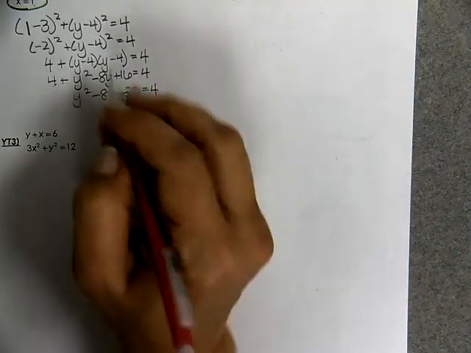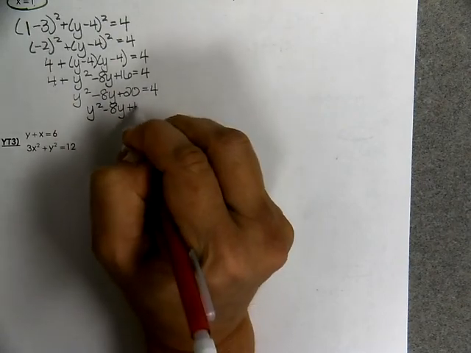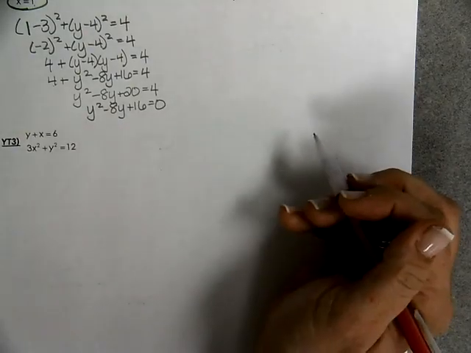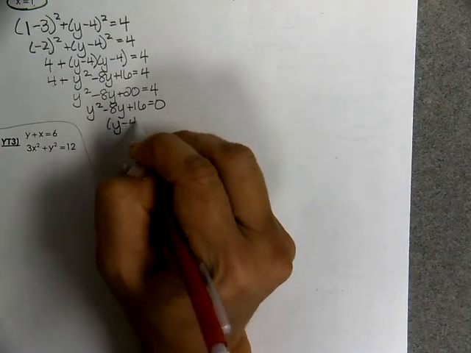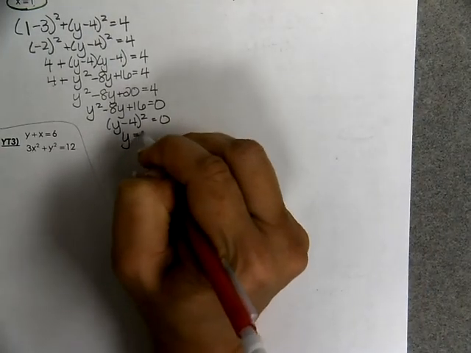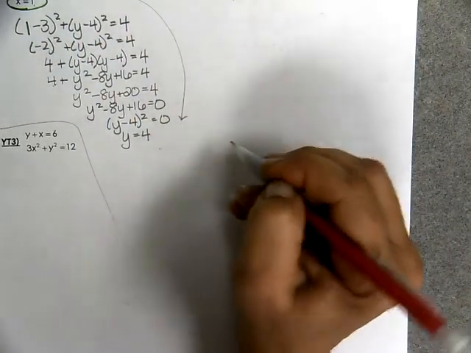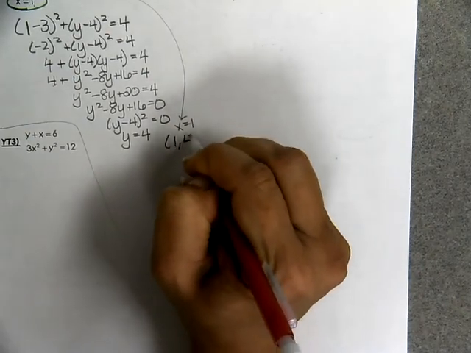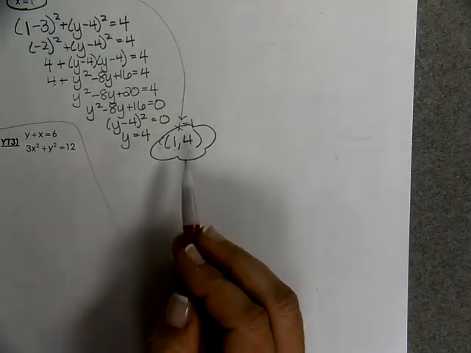You can get one side equal to 0. y squared minus 8y plus 16 equals 0. And hopefully you recognize that as a perfect square trinomial. You have y minus 4 squared equals 0. So that means that y equals 4. Here we knew that x equaled 1. So your ordered pair would be 1, 4. Make sure you always put x first, then y, okay?